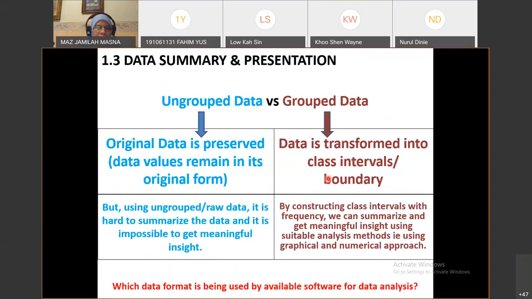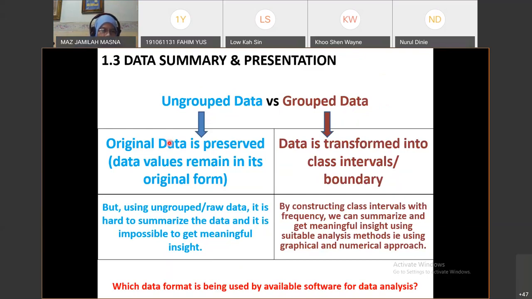Now, what is the difference between ungrouped and grouped data? Okay, which one is preferable? Which one is better? Which one is good? So there will be good and bad for each of the ungrouped and grouped data. It depends on the purpose of your data presentation, whether you wish to use the ungrouped or the grouped data. Let us look one by one.